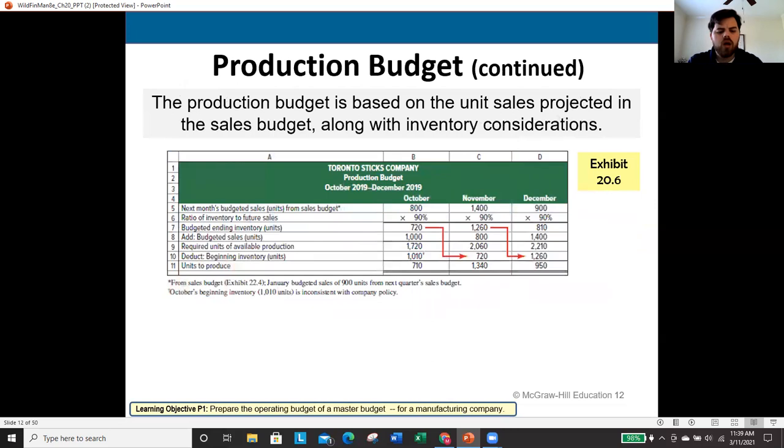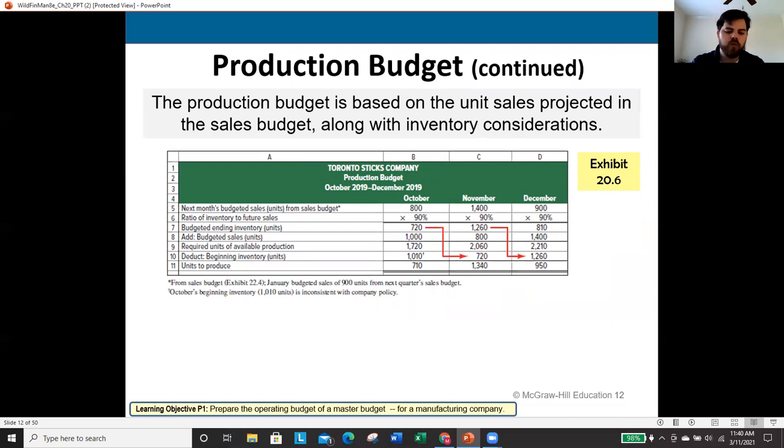Now, when I actually look at my production budget, you'll notice that it is immediately considerably more involved than my sales budget. And that is because I'm having to look at both beginning and ending inventory considerations. So here's where we're going to really lean on that understanding that we've already developed from earlier in the semester, that ending in one period becomes beginning in the next. If we understand that, this really isn't too bad. It looks pretty complicated, but it's quite straightforward. So let's go ahead and see how this works.